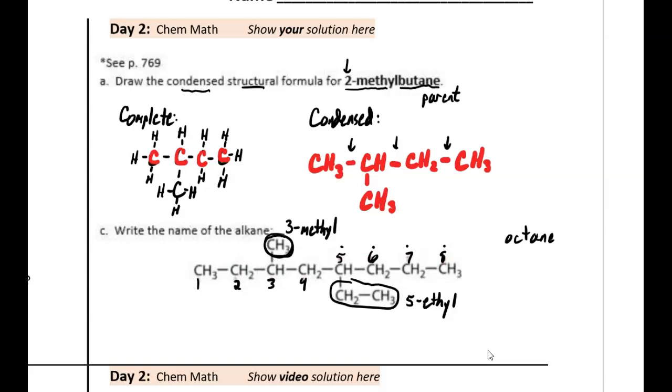To make the name, we write the branches first and then end the name with the word octane. Branches are listed in alphabetical order. E comes before M, so ethyl is going to be written before methyl. Here we go. This is the final name. 5-ethyl-3-methyloctane.